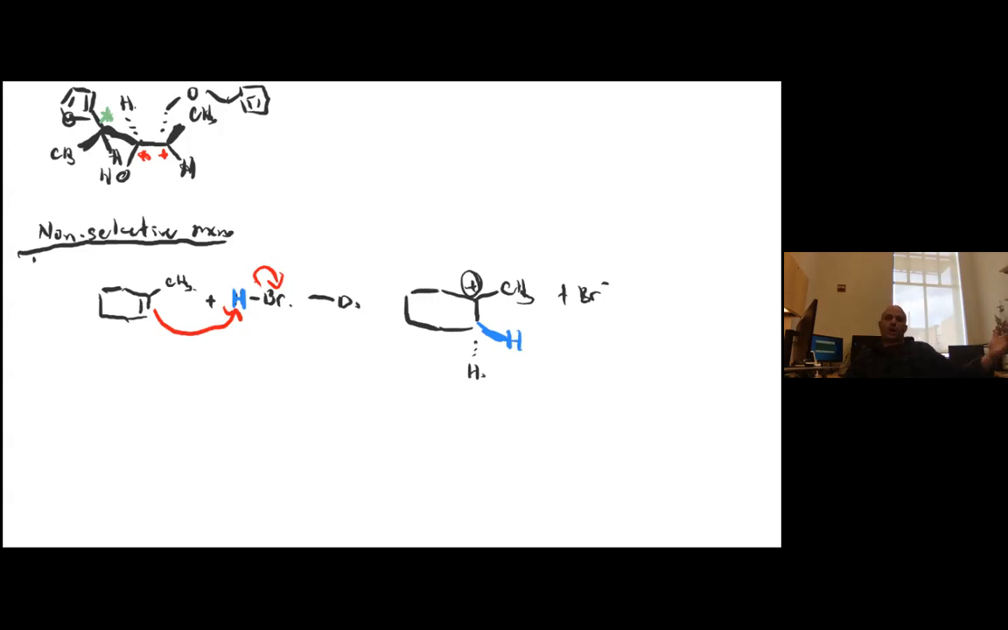The question is, what side does the bromide come in and attack? And if you want to look at this carbocation with perspective, we know that they are planar. It would look something like that, right? And so there's equal probability that bromide is going to attack from the top or the bottom.